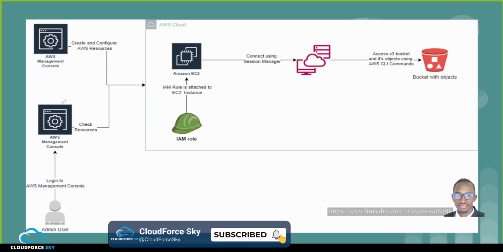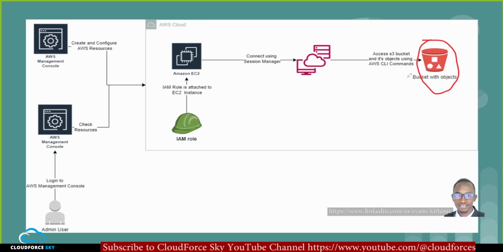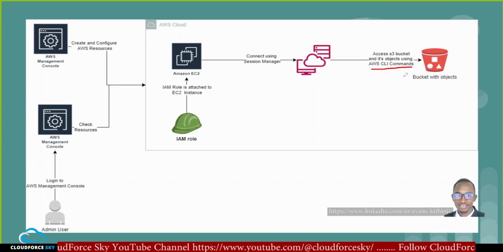After we are done configuring the resources, we're going to log in. We're still going to be logged in anyway, but we're going to check our resources. First of all, we're going to check whether we are able to access the objects that are in S3 using simple AWS CLI commands.